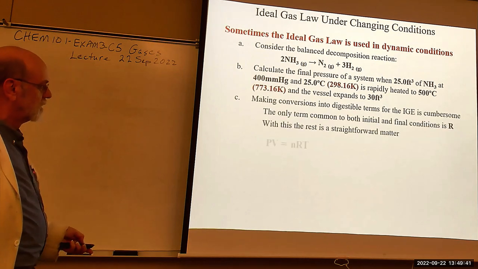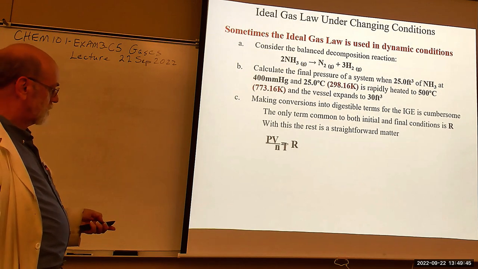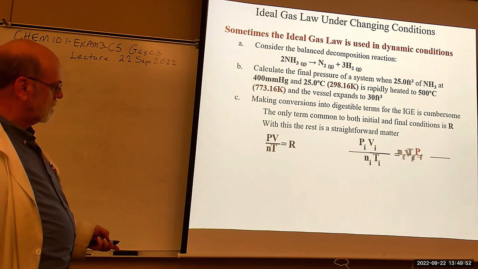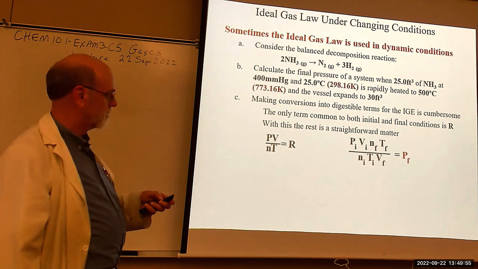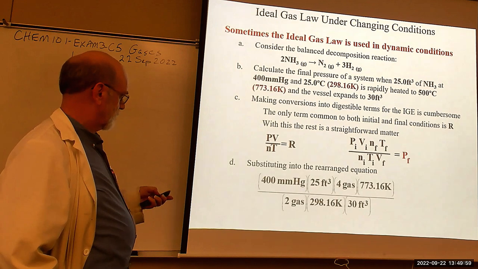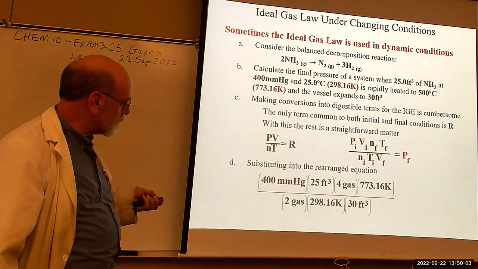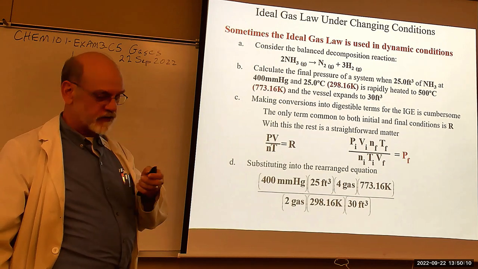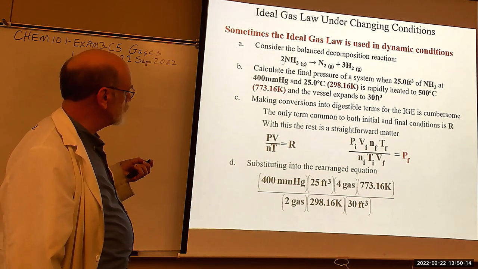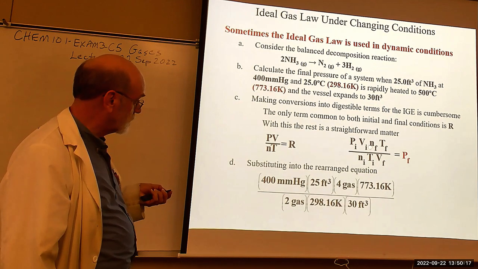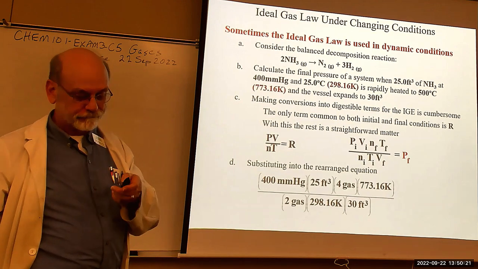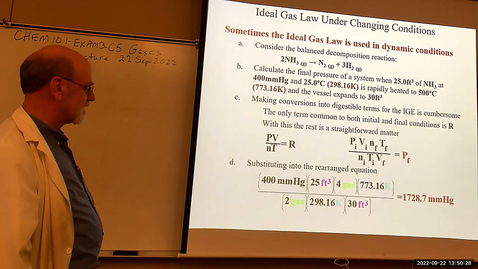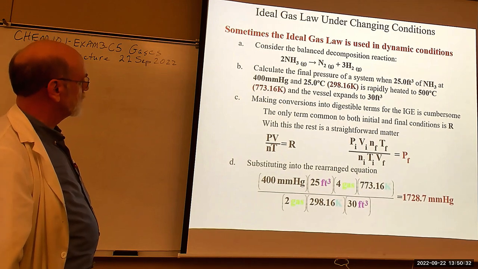Make your conversions, rearrange your equation, right? And here, there we go. Final pressure is what we're after. So how do we know the values for moles before and after? You get it from the stoichiometry. The balanced equation coefficients tell you 4 on this side, 2 on that side. So that's 4 final versus 2 initial. Okay. That's the millimeters of mercury. Did that answer the question? Calculate the final pressure.